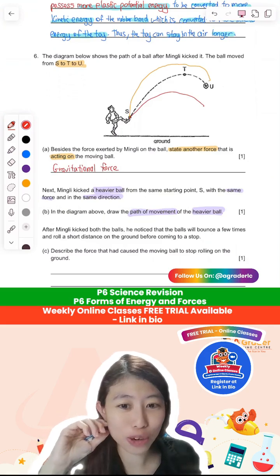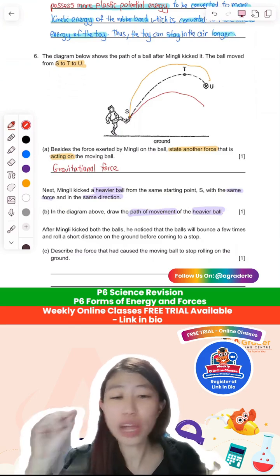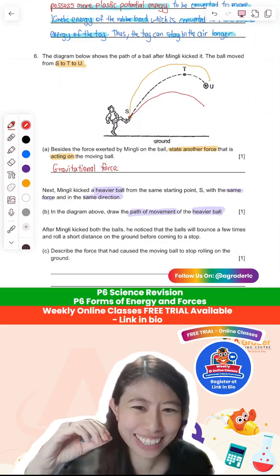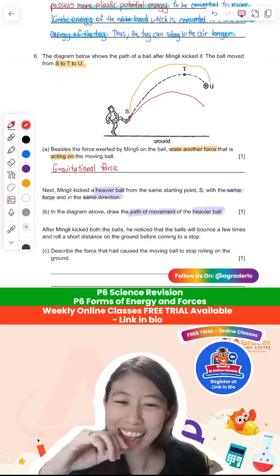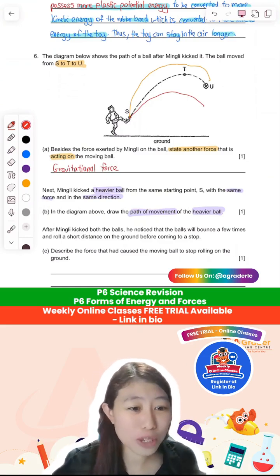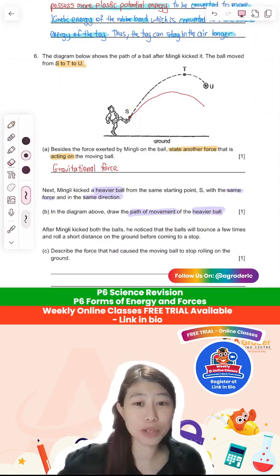If it's the heavier ball. What do y'all think? Orange color line or red color line? Okay, very good. A lot of you got it correct. It's supposed to be red, not orange. Okay, let me erase off the orange. It's not supposed to be the orange line.